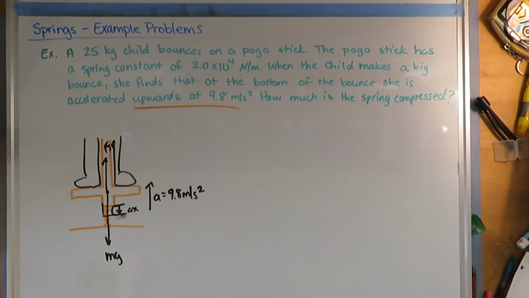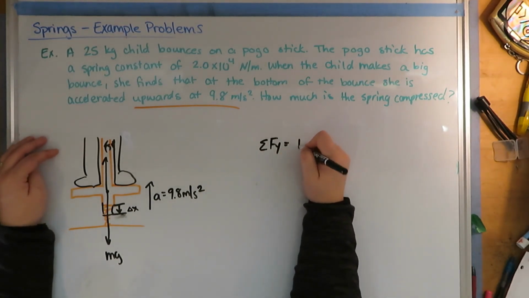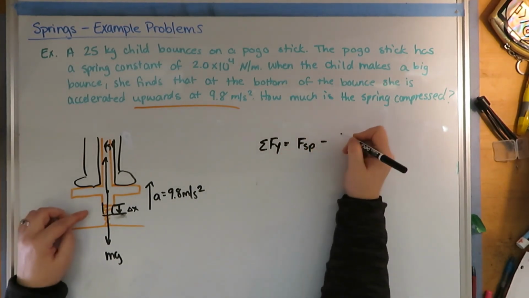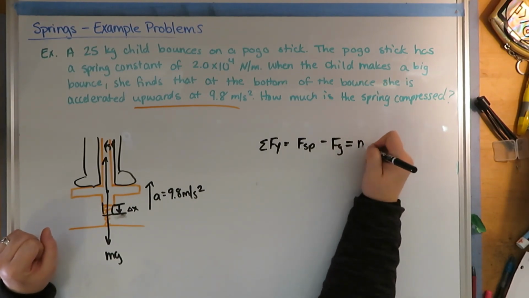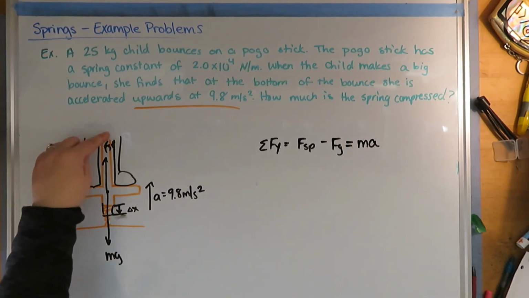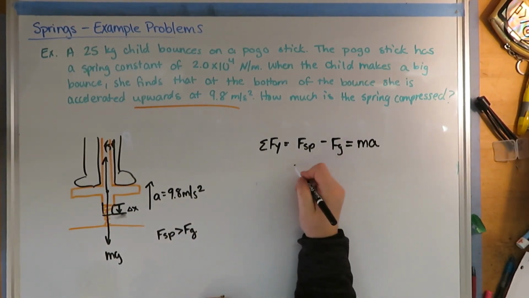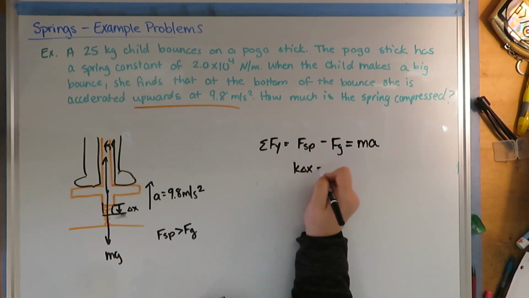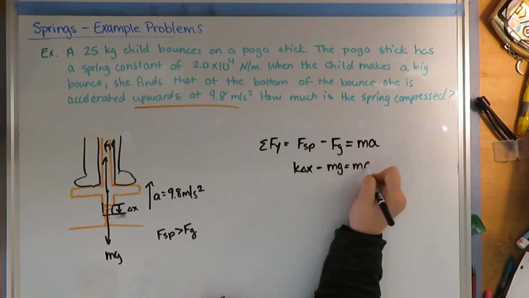So if I was to write my net force equation in the y direction here, my upward force is the spring force. My downward force is the gravitational force. And then that's going to equal m times a. Now, my acceleration is upwards, which is the same direction as my spring force. This tells me that my spring force is actually larger than the gravitational force. Now, I know that my spring force is k delta x in magnitude. My gravitational force is mg, and then we have ma.